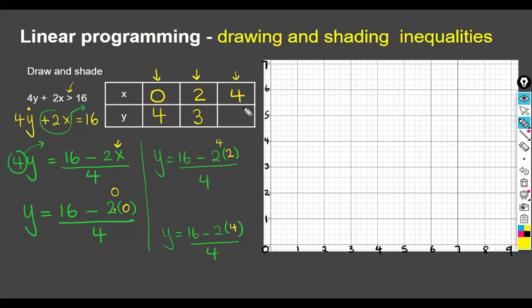Replace x with 4. A lot of people got this one wrong. Not too sure why. 2 by 4 is 8. 16 minus 8 is 8. 8 divided by 4 is 2. Right? I think a good bit of people need to check back that last one.